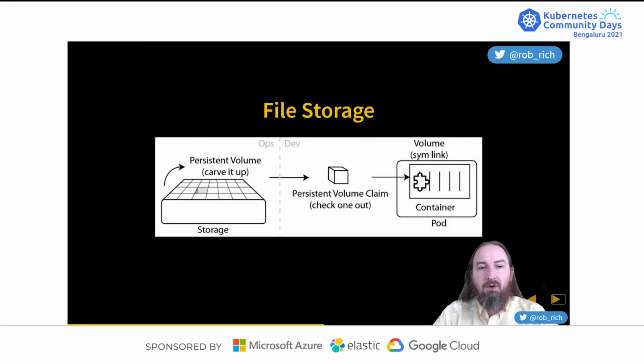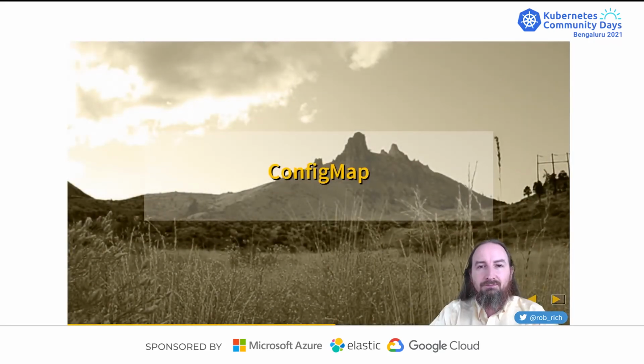So ultimately now we get that really elegant separation of concerns, where operations can own the storage and the persistent volumes, ensuring it's backed up carefully, ensuring that access modifiers are as expected. As a developer, I can claim one of those persistent volumes and attach it into my container in a really elegant way. File storage. Next up, let's look at ConfigMaps.